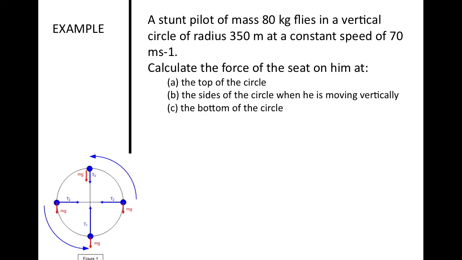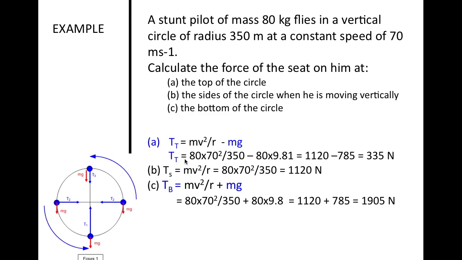And here are the answers. When you solve for the top of the circle, after plugging everything in, you get an answer of 335 newtons. At both of the sides of the circle, the pilot will be needing 1,120 newtons of force in order to stay in that circle. At the bottom of the circle, the force that person is feeling is 1,905 newtons.